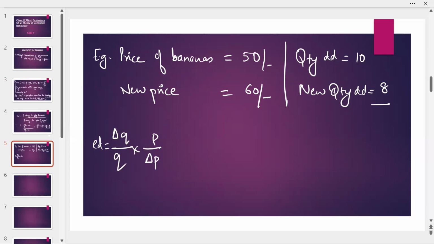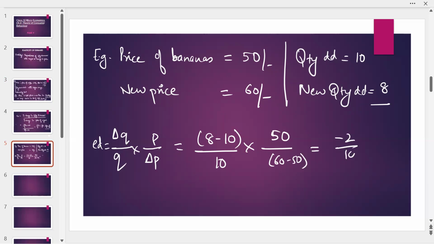P on del P, right? So what is del Q? Del Q is the quantity change, that is 8 minus 10, and Q is the original quantity, 10. P is the original price, 50, and change in price is 60 minus 50. So it comes out as minus 2 on 10 into 50 upon 10. So it comes out as minus 1. Okay, so surprisingly, it comes out as minus 1.